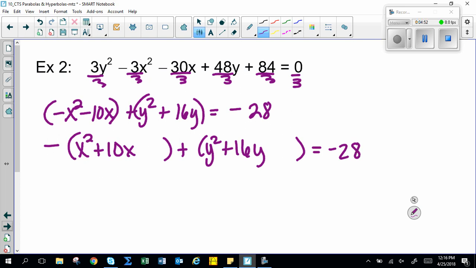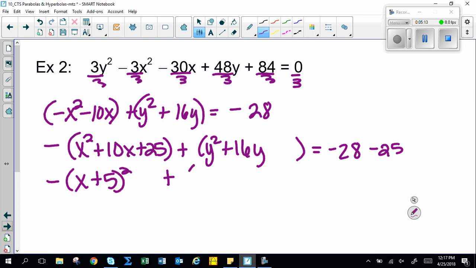I'm ready to complete the square here. I'm ready to take half of 10, which is 5, and 5 squared is 25. Well, how much do I have to balance on the other side? What do I have to do on the other side? I have to, right, I'm going to add a negative 1 times 25, which is a minus 25.